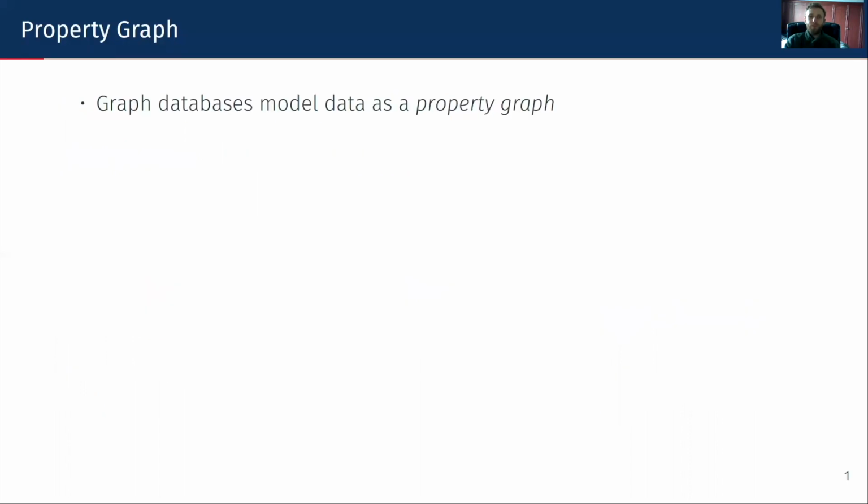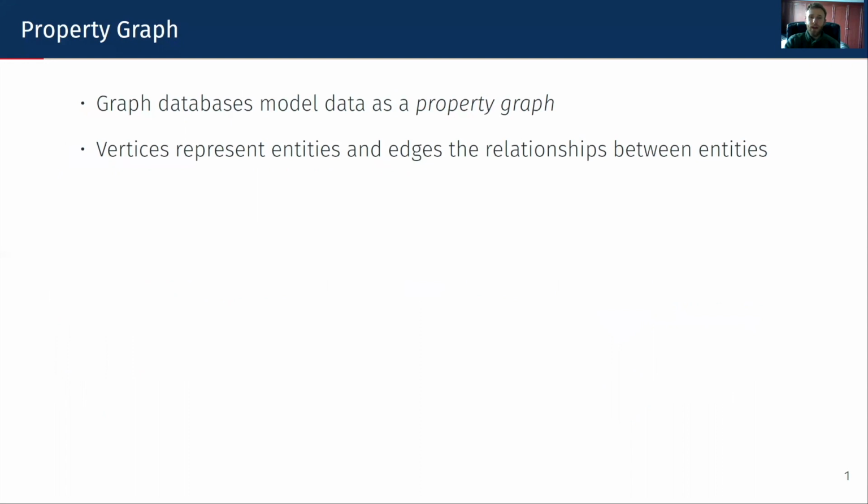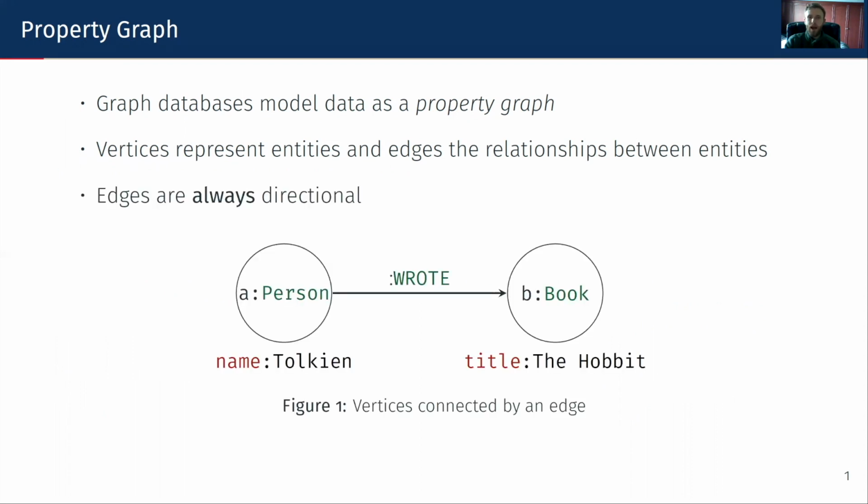Graph databases model data as a property graph, with vertices representing entities and edges capturing relationships between entities. In addition, vertices and edges can have a number of associated properties. In this model, edges always have direction. As can be seen in this simple graph, Tolkien wrote The Hobbit.